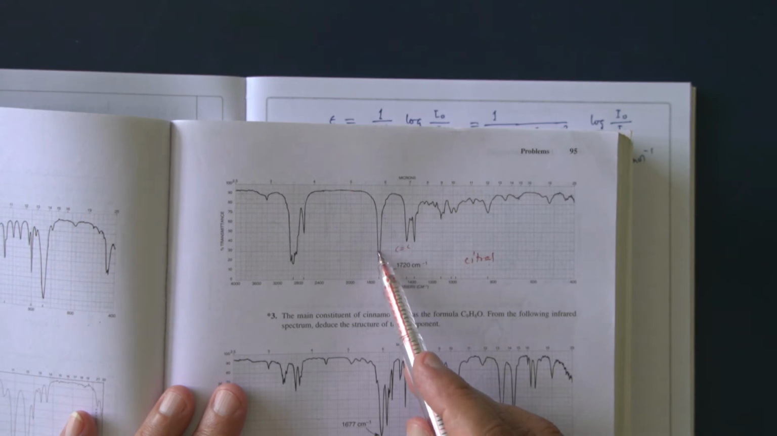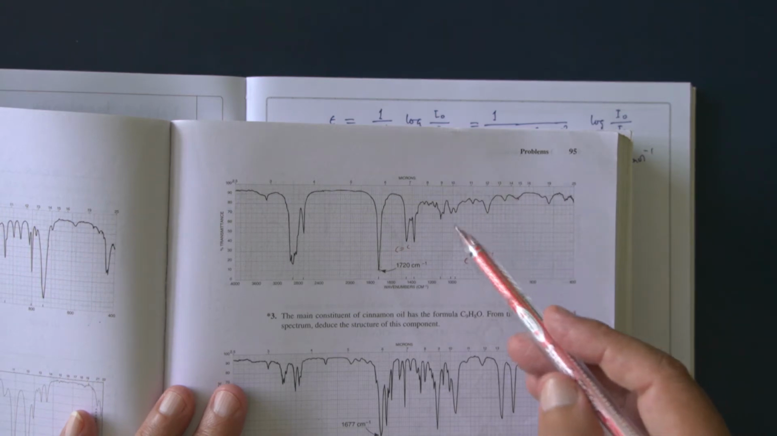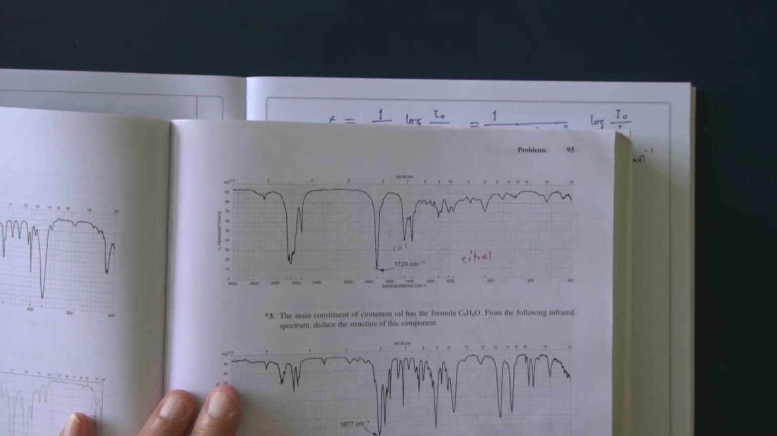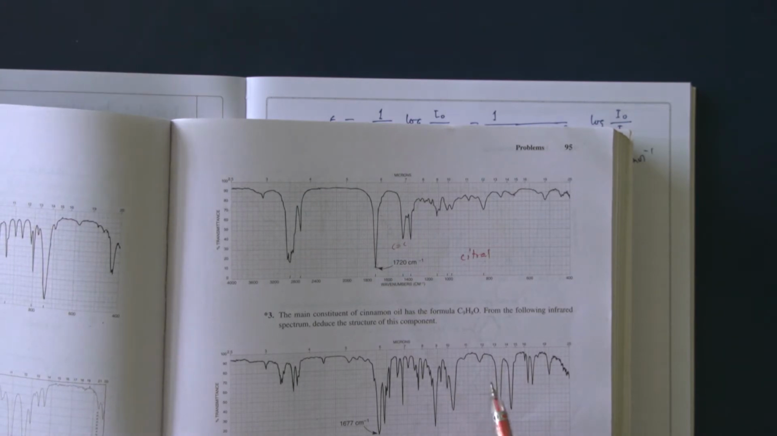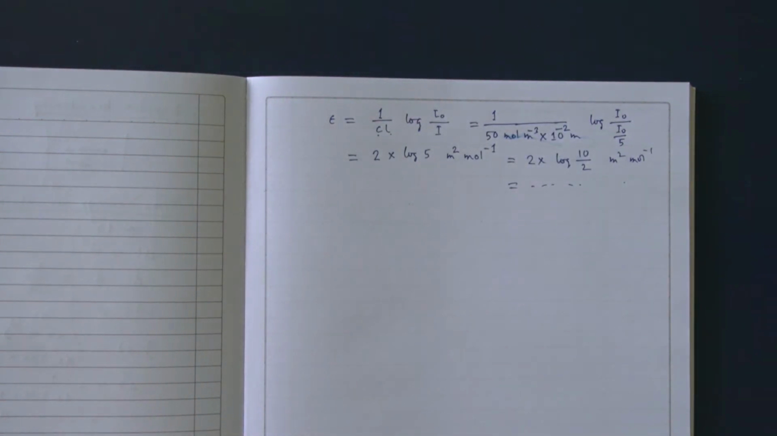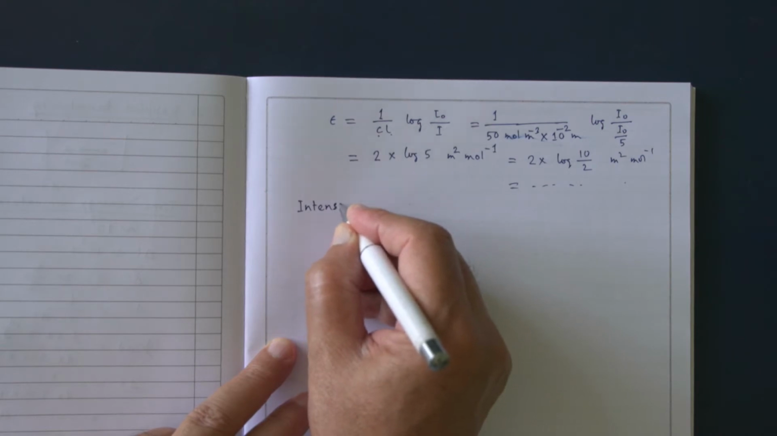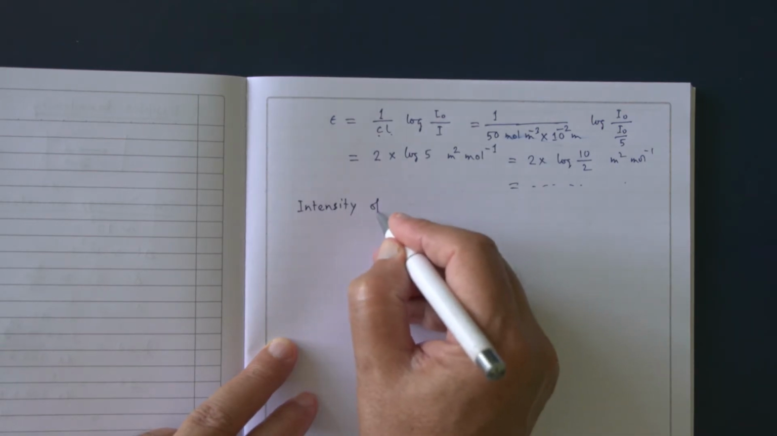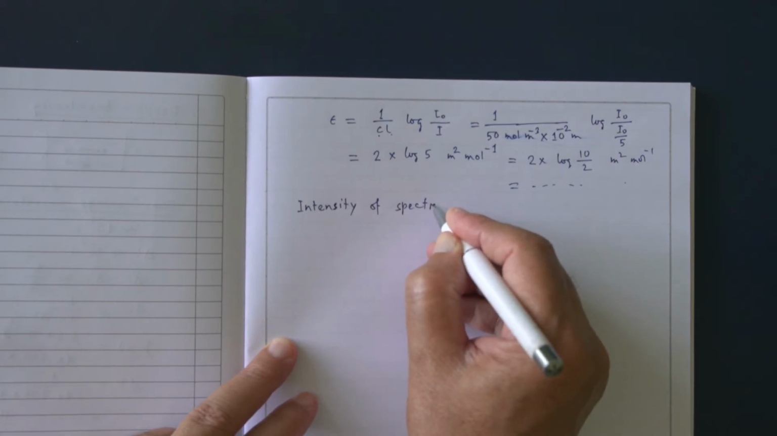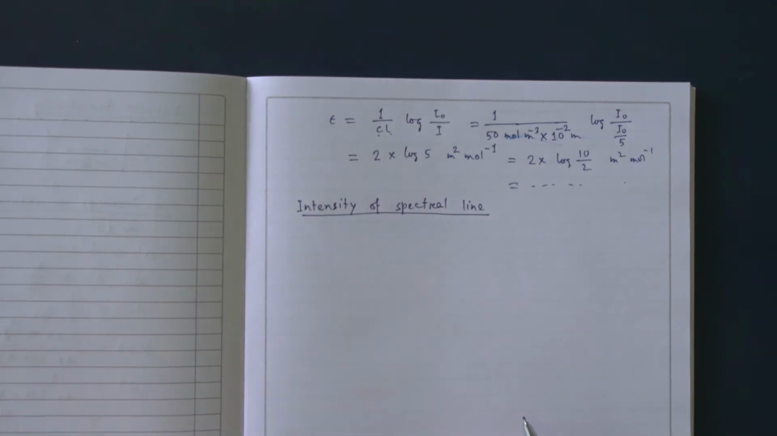Sometimes the intensity of the spectral line is more, sometimes less, sometimes in between. So why does that happen? What are the factors on which the intensity of a spectral line depends? Let us discuss that. Once again, don't confuse the intensity of the spectral line with the intensity of radiation.